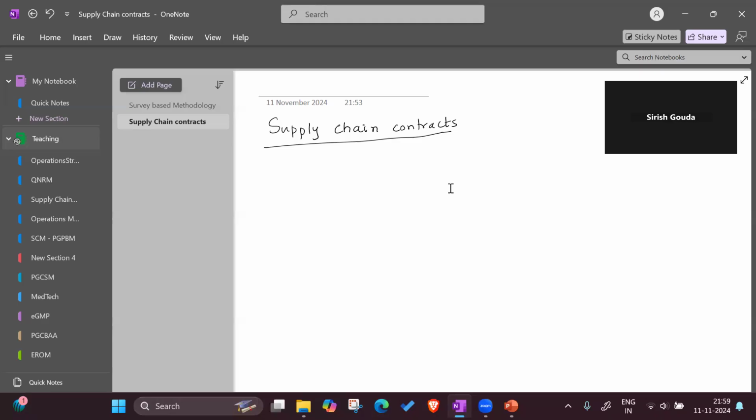Now, one of the key aspects of supply chain contracts is that you talk about the price and the quantity that is being delivered. There are other main elements related to supply chain contracts that we will discuss further. But largely, these are the two main things that we will look at.